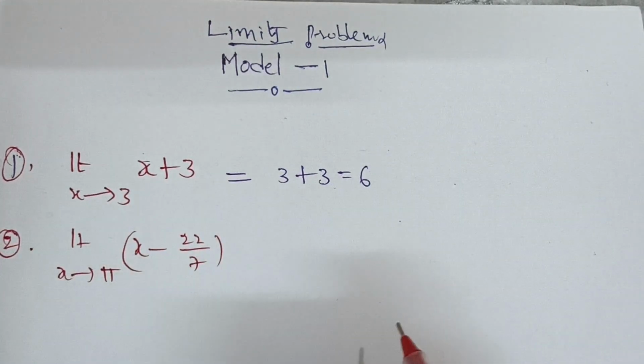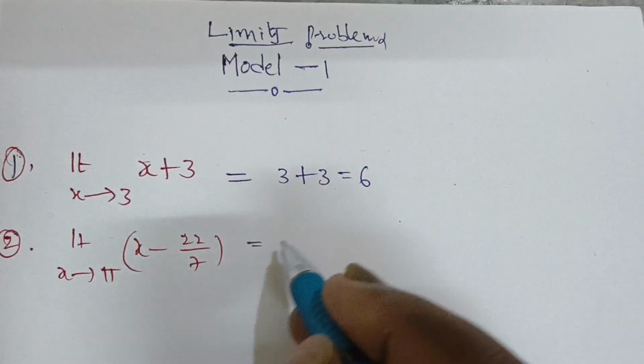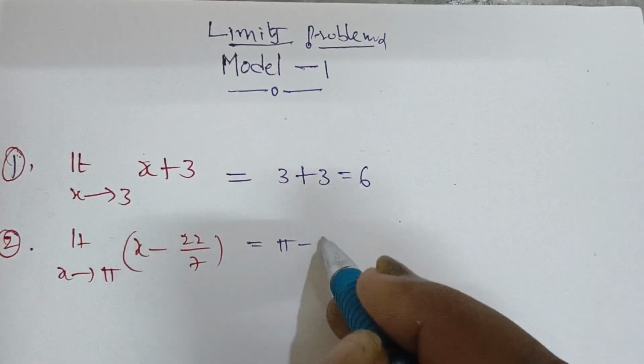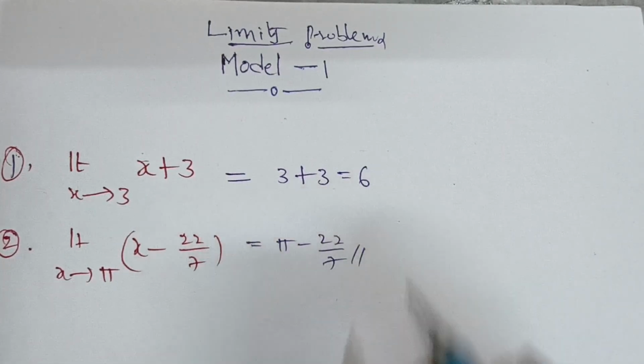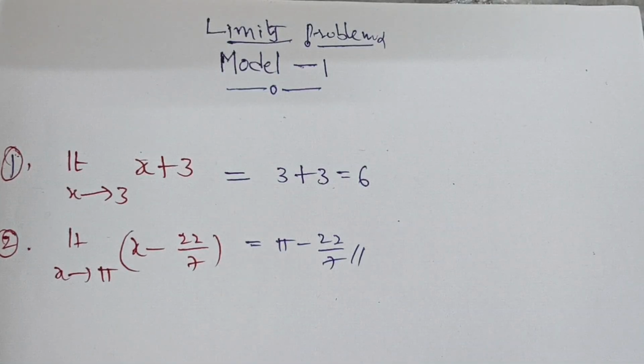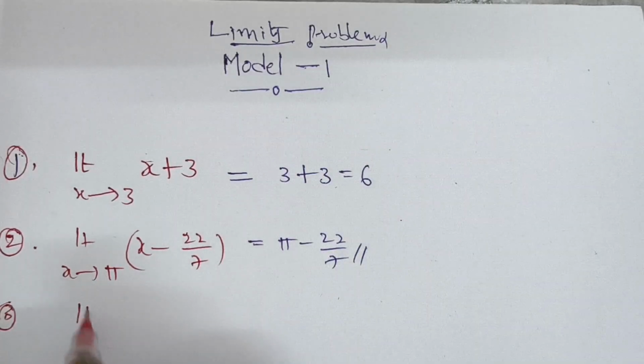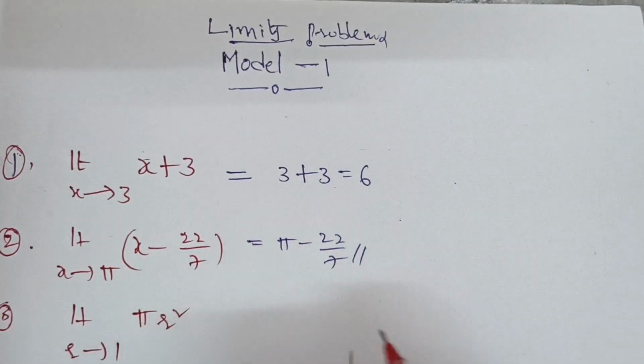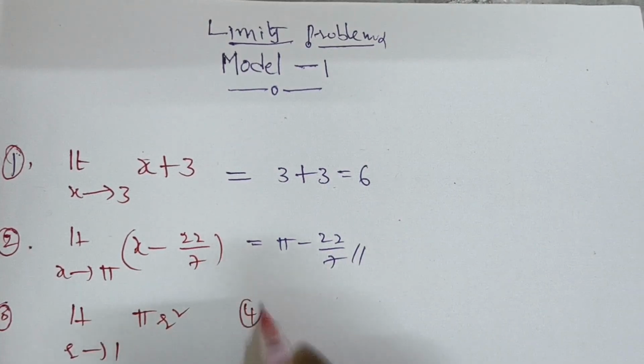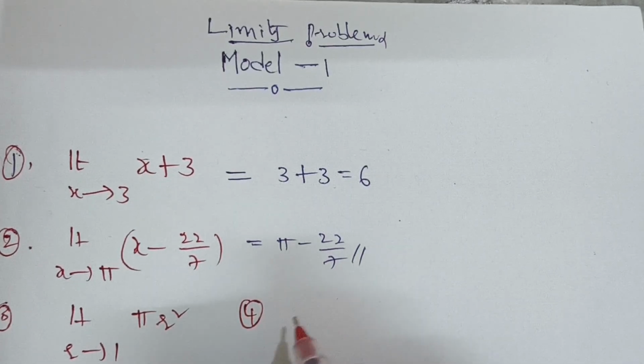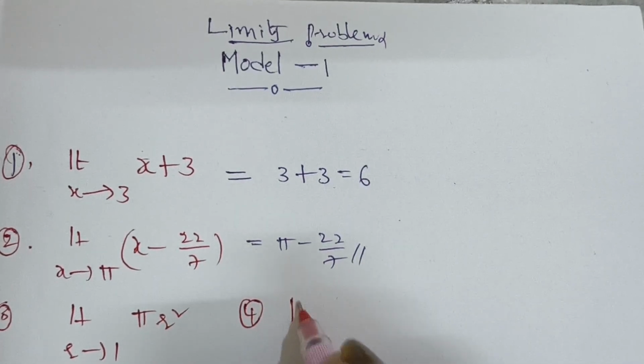Now check the second problem also here. Limit x approaches pi, x minus 22 by 7. So substitute directly x is equal to pi in the given function. Gives pi minus 22 by 7. By using this process, all of you try to solve the same model problems here.